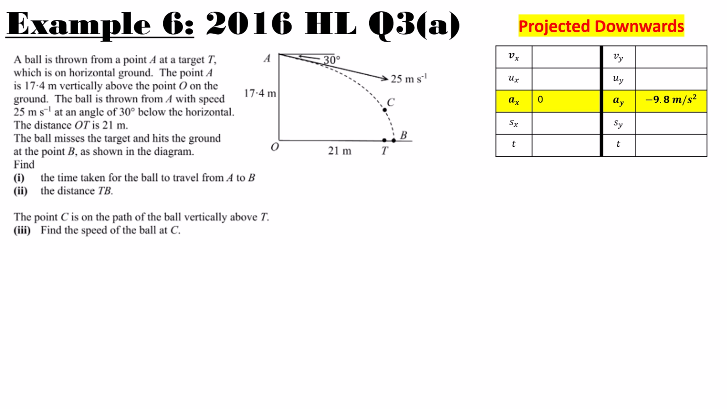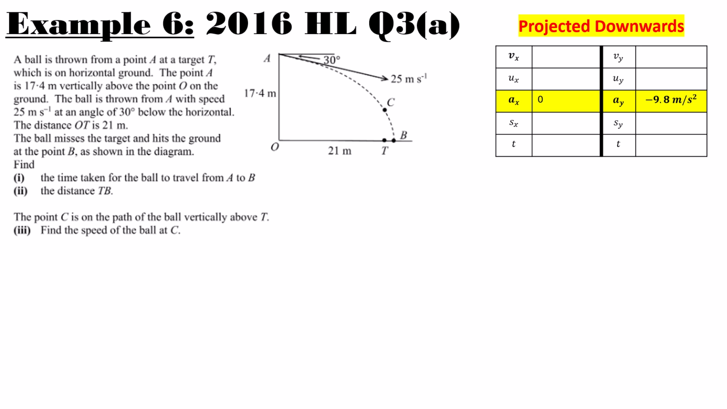So we can see all of that happening on the diagram. The ball misses the target and hits the ground at the point B shown on the diagram. Find the time taken for the ball to travel from A to B, the distance from T to B, and the point C is on the path of the ball vertically below T. Find the speed of the ball at T. So there's quite a lot going on. So the first thing we're going to do, we're going to start filling in our table.